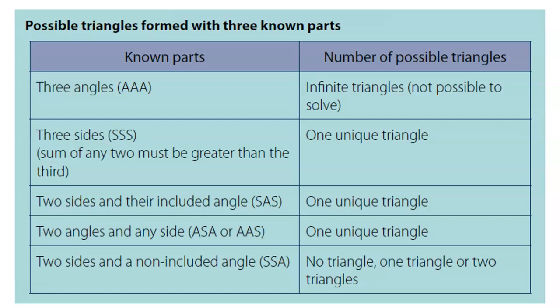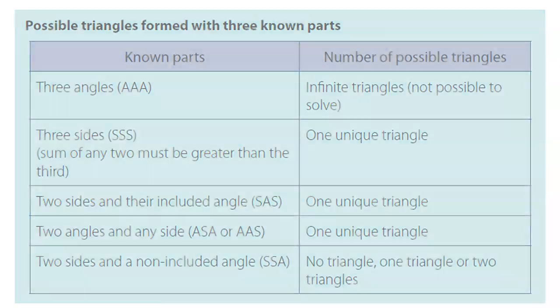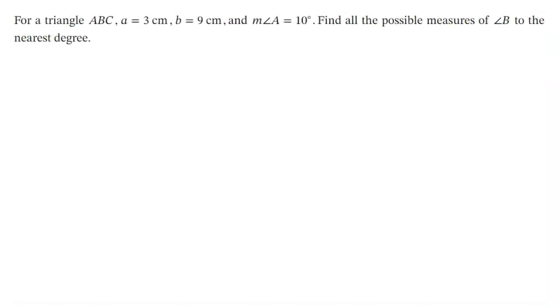But now this is the one, the SSA, where it could be none, it could be 1, and it could be 2. And we need to have some sort of mechanism to judge which of the 3 we actually have. So here, I'm going to roll through the different cases and show you how this is going to work.